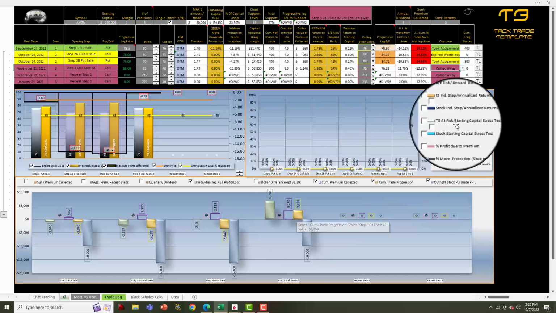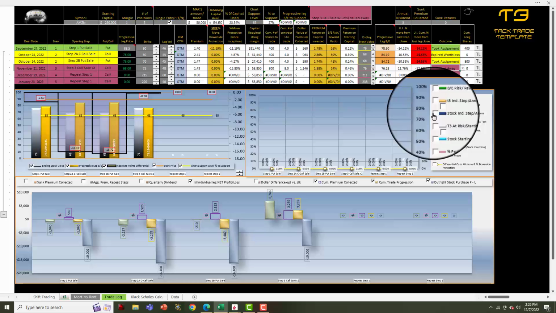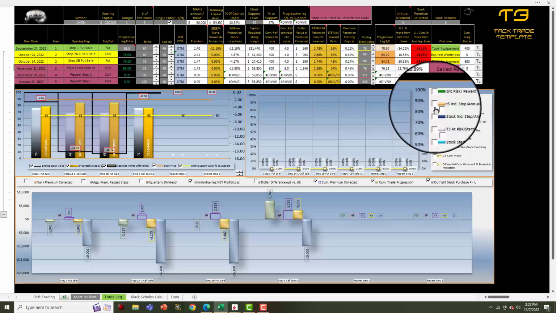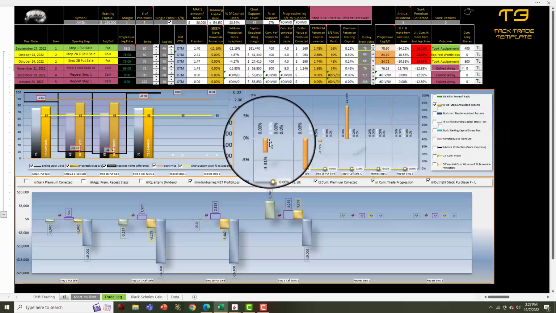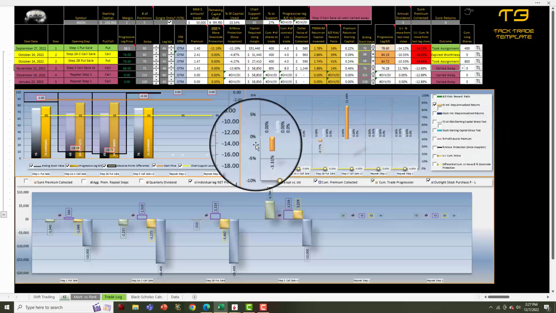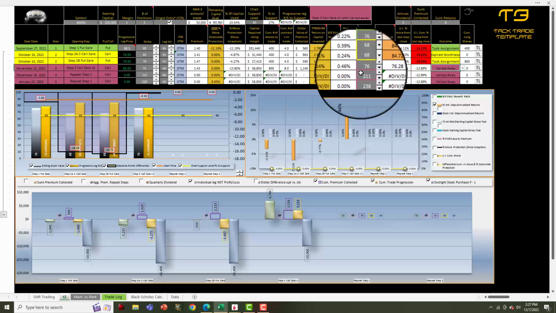Not too shabby. What's that look like in a way of rate of return? Let's just take a look. Right there, T3, individual step and annualized return. So each step has its own rate of return depending on where the stock finished.